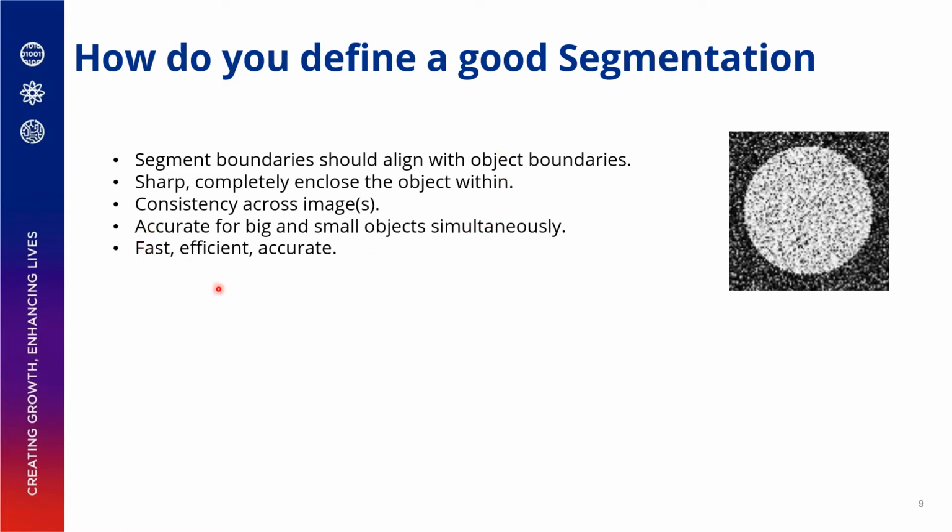So the goal over here would be fast, efficient, and accurate. You want it to be consistent across pixels as well as across multiple images. So if I give you another image, right, with a different data distribution for this kind of noise, you would still want to have similar segmentation for foreground, background. So intuitively, consistency is the key when it comes to segmentation, along with sharp boundaries.